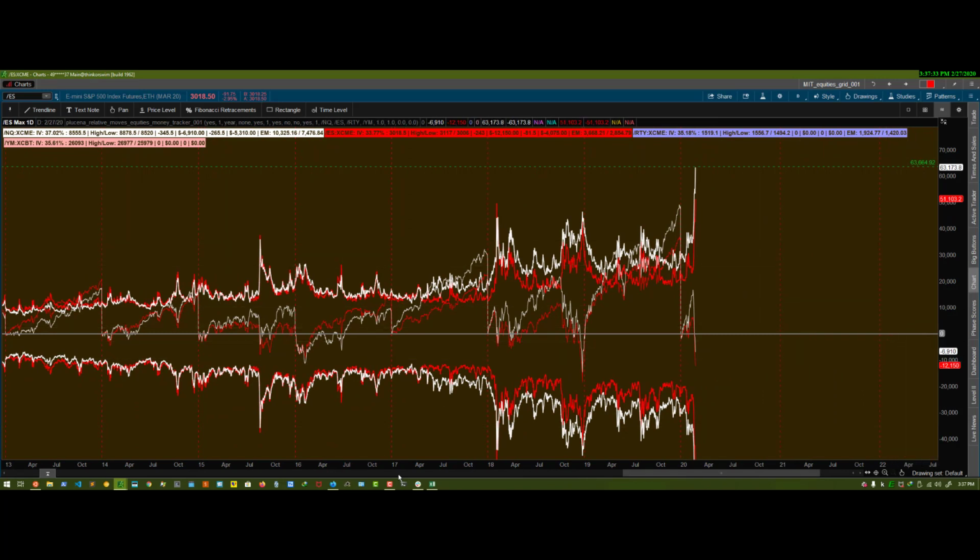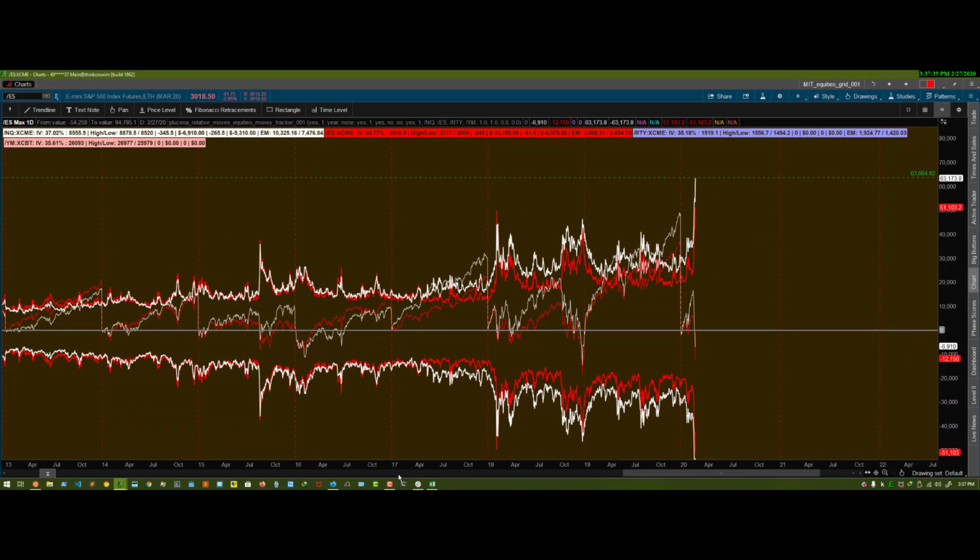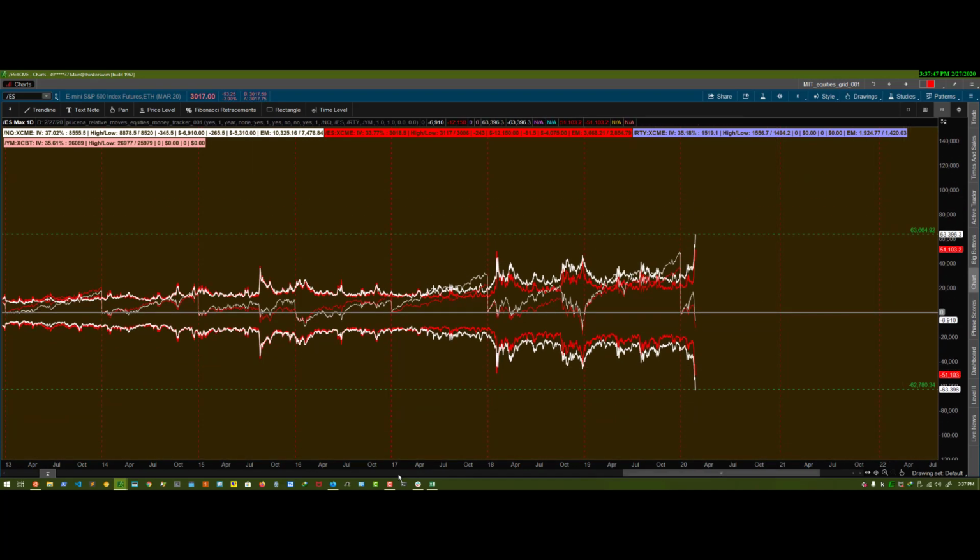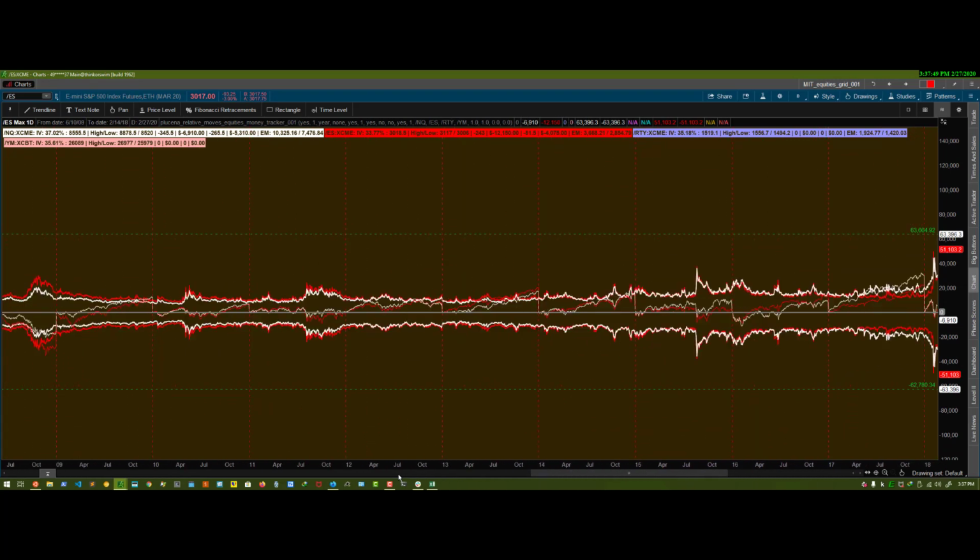That means that volatility right now is low and could potentially go much higher. So just keep this in mind. Look at all this data.